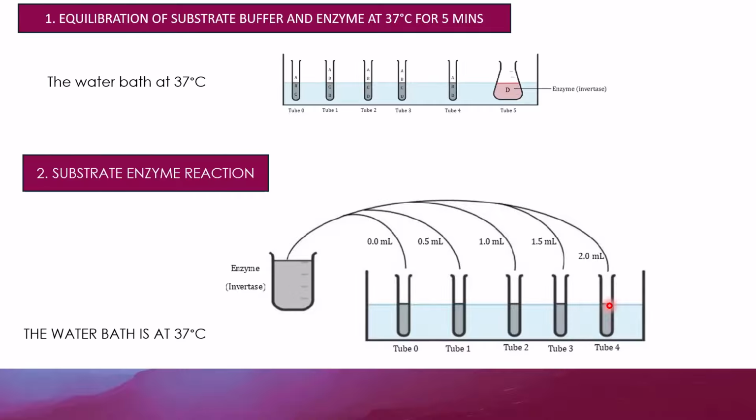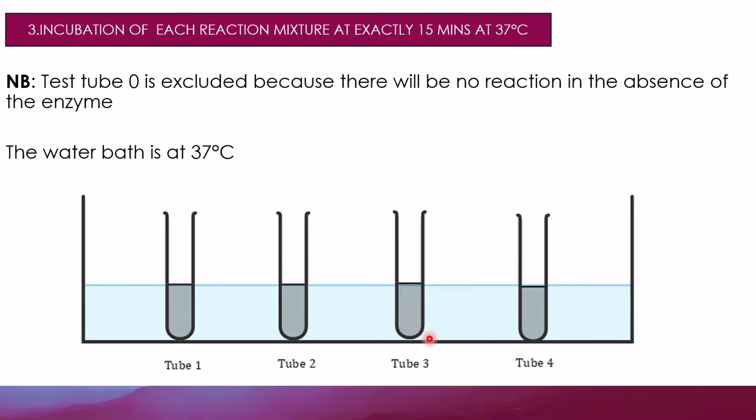And what we have to note is that the test tubes are still in the water bath at 37 degrees Celsius whilst adding the equilibrated enzyme to it. The next step is the incubation of each reaction mixture for exactly 15 minutes at 37 degrees Celsius. And what you also have to note is that test tube 0 is excluded because there will be no reaction in the absence of the enzyme.